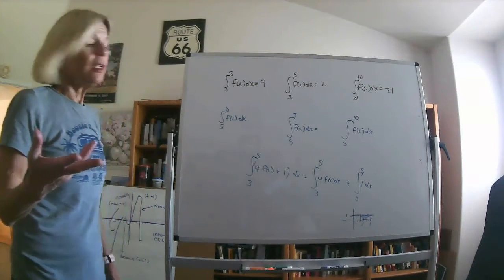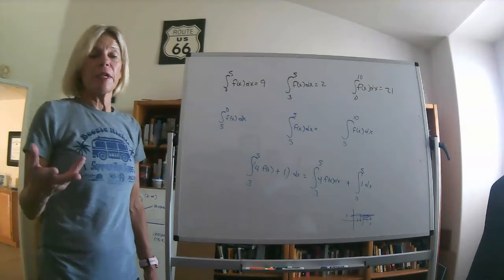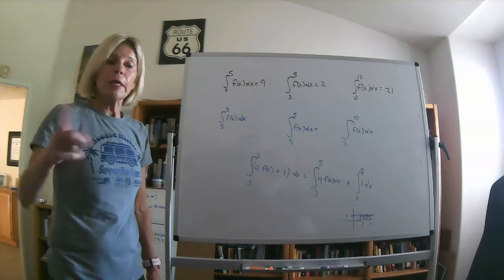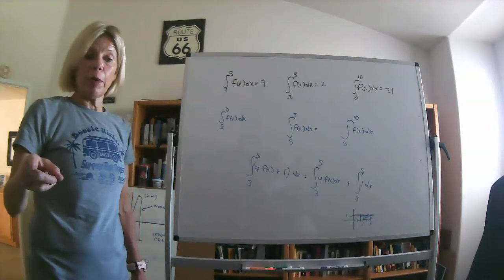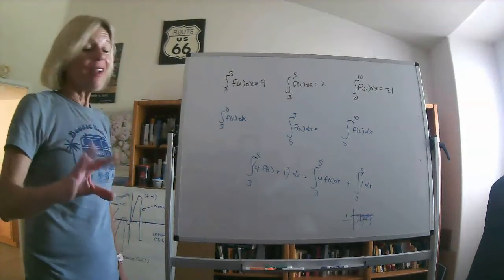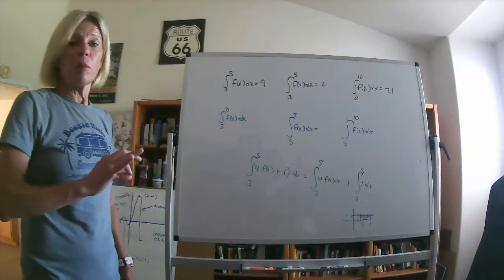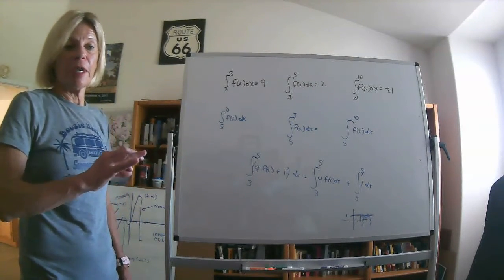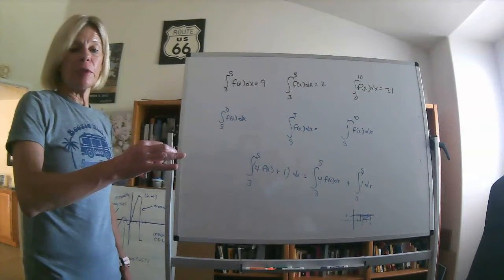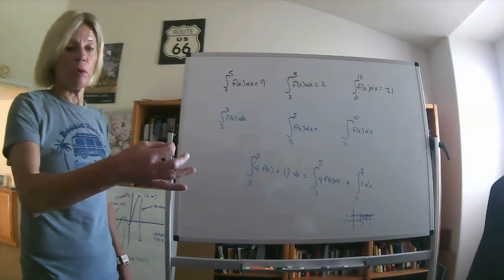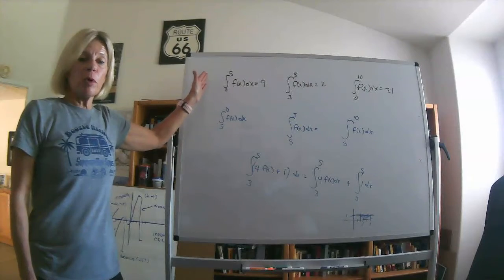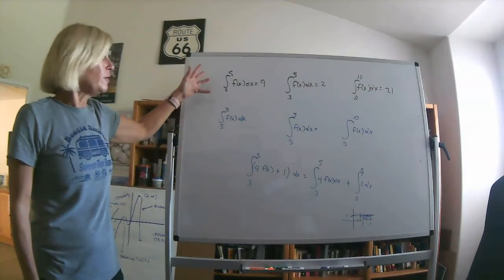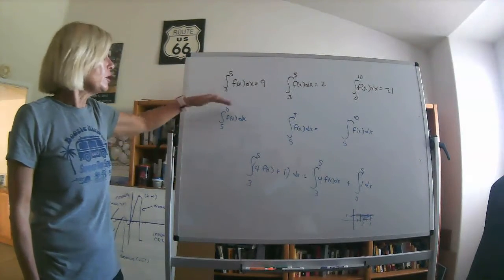Finally, definite integrals, like derivatives, have some properties. We can add or subtract integrals. We can multiply or divide by a constant. We cannot multiply or divide two functions. Like with the derivative, that creates a product rule or a quotient rule. So let's look at an example where we're given some values of definite integrals and we're going to use those.